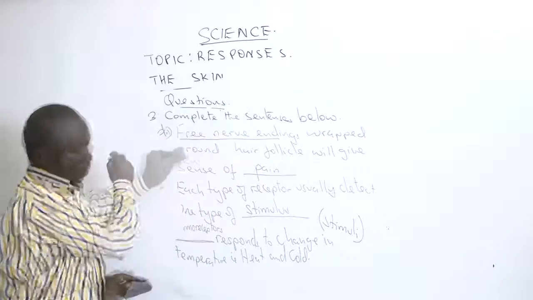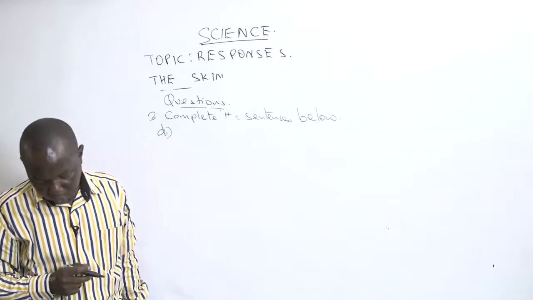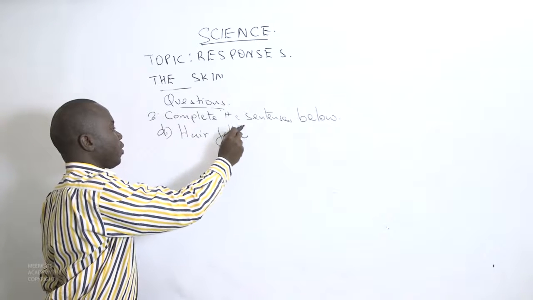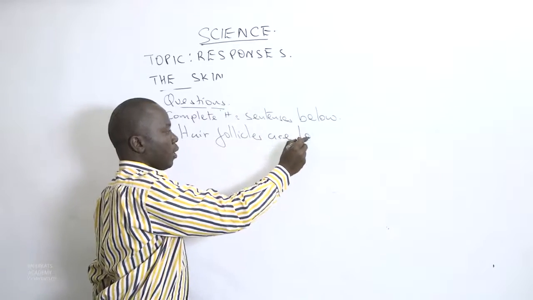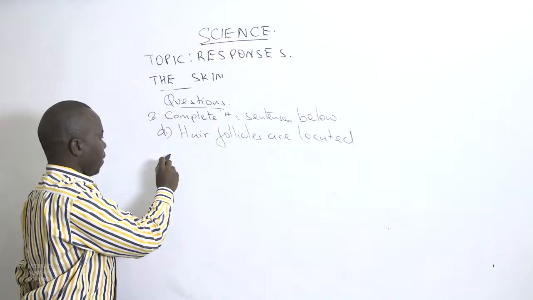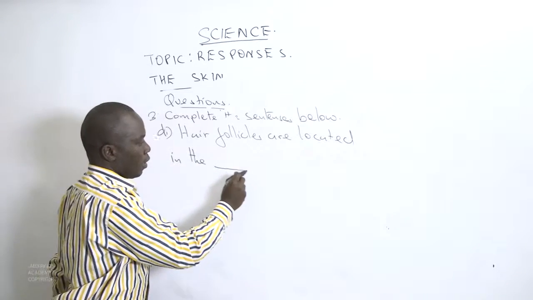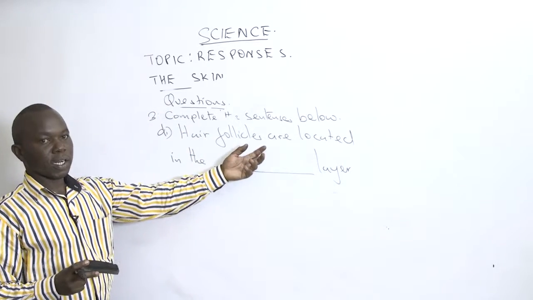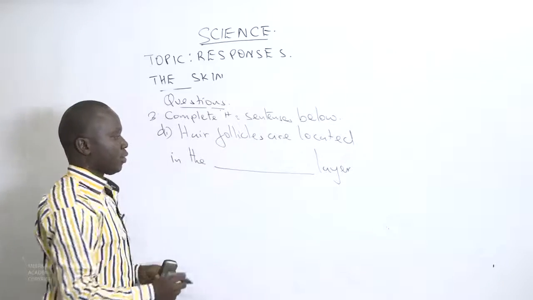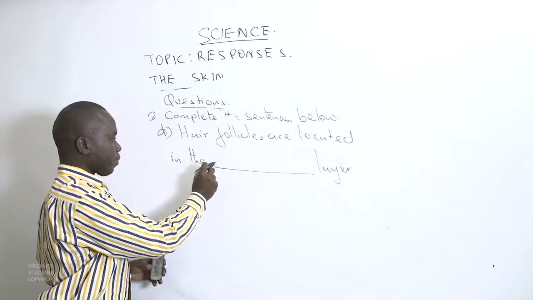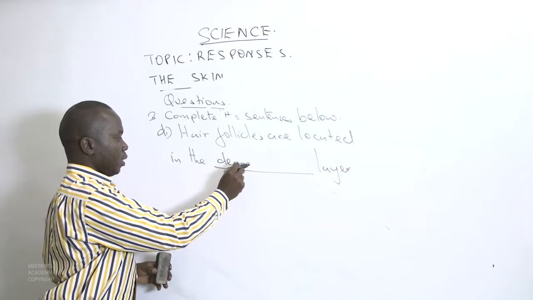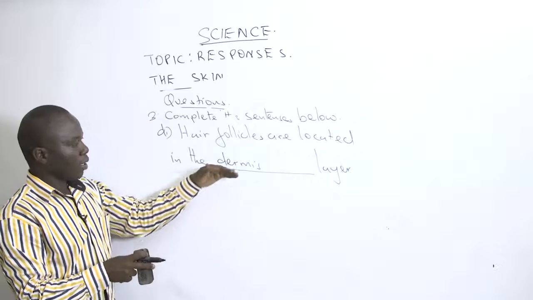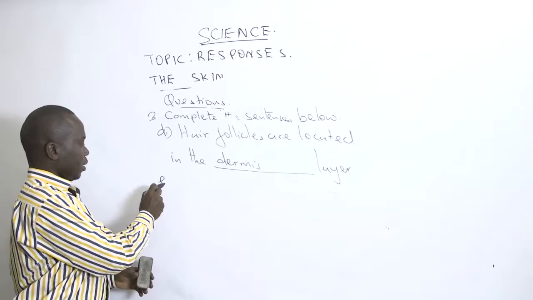Then part D, hair follicles are located in the dash layer. From the diagram, you can see where hair follicles arise from. It arises from the dermis, located in the layer called dermis. We have epidermis. Epi means above or upon. Then below is the dermis.